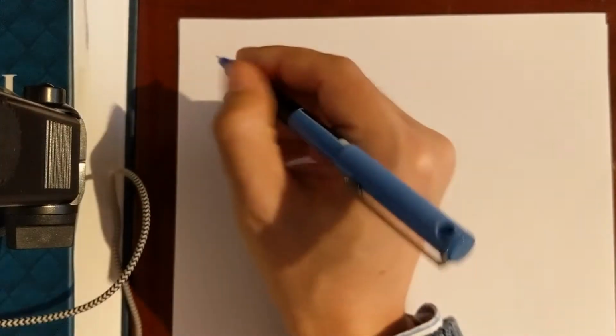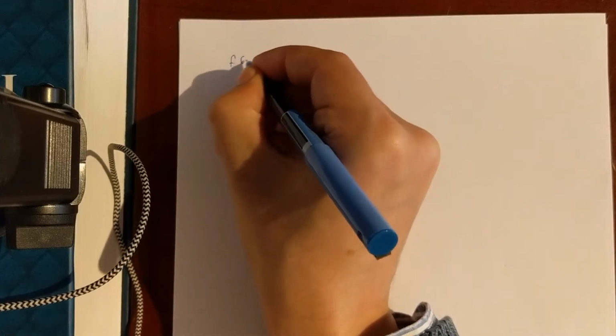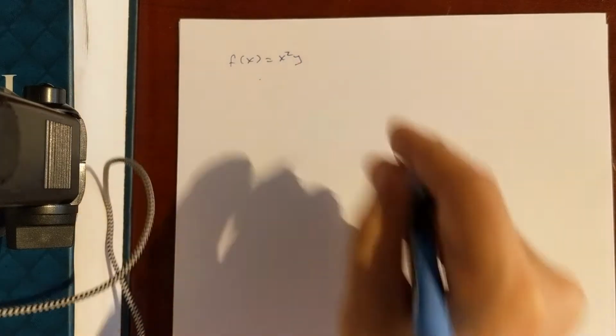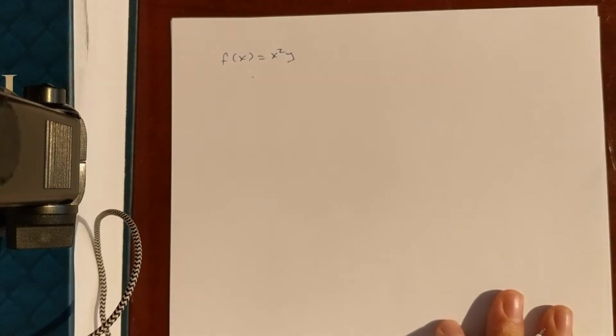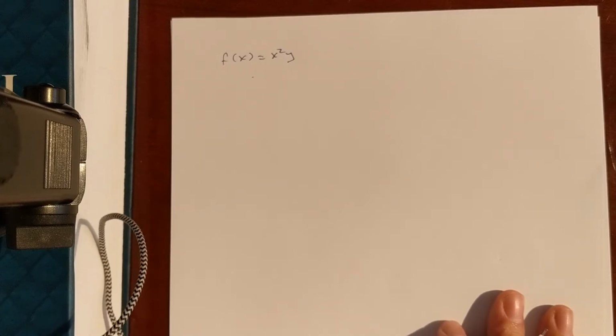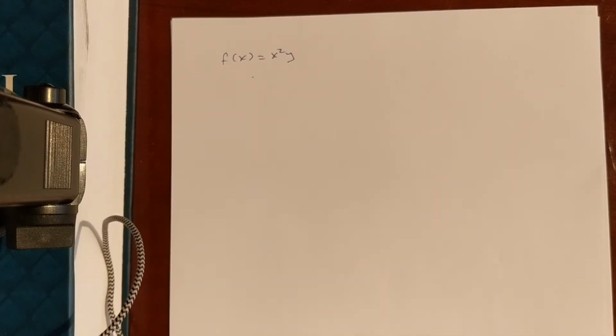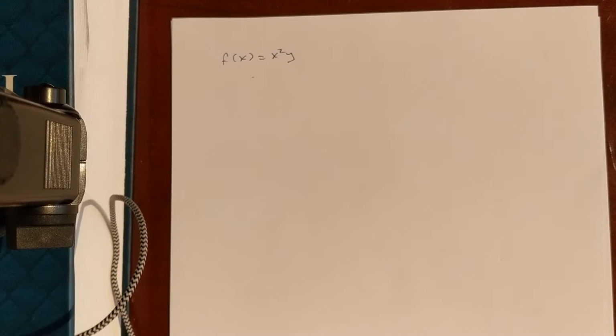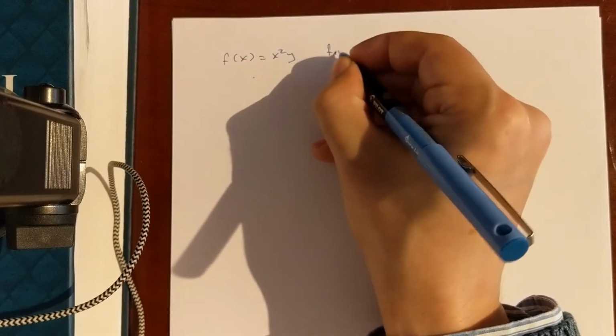So let's take a very simple function. Let's say we have f of x, y is equal to x squared y. Okay? So we have this, whatever it looks like, we don't care right now. We have this three-dimensional function, and somebody asked me to find the directional derivative.